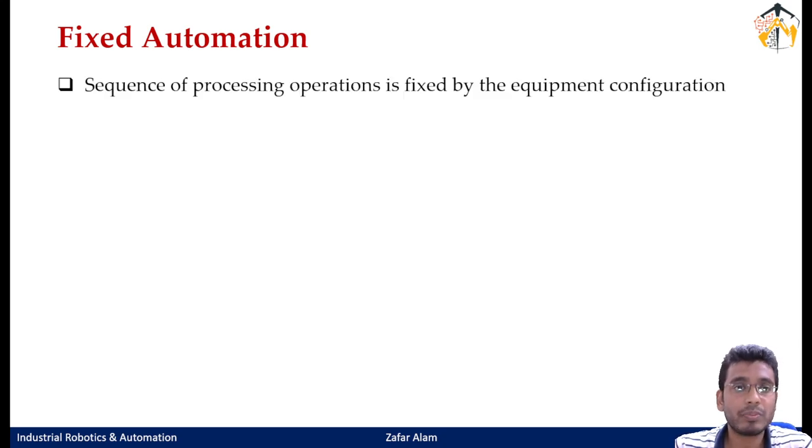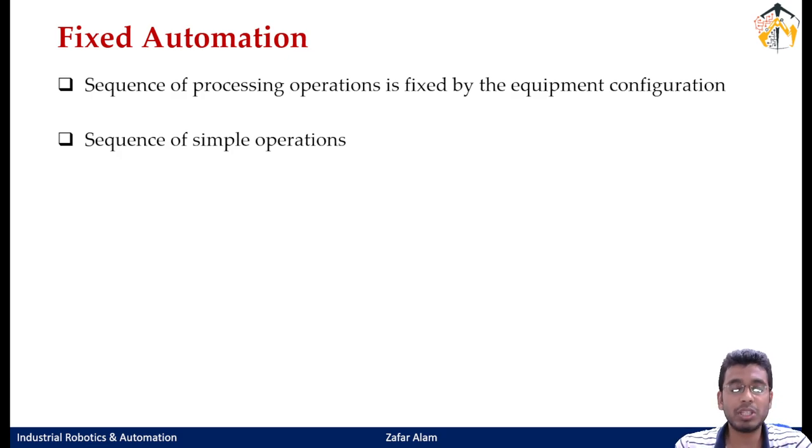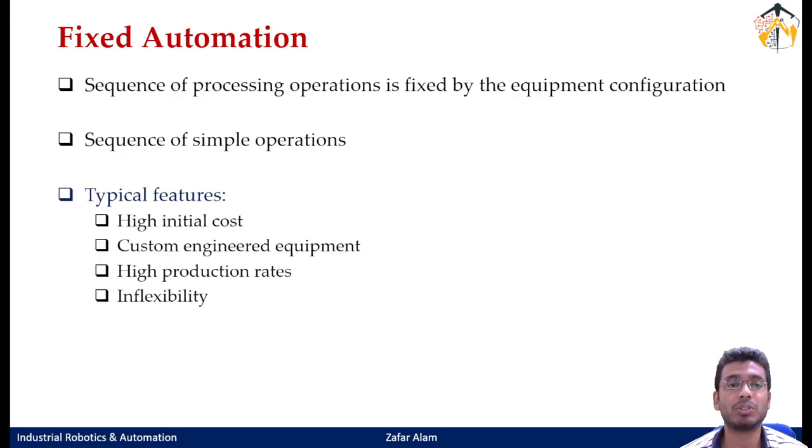So if you talk about fixed automation, the sequence of processing operations is fixed by the equipment configuration. Then again, there are simple operations that it is doing. These are actually done for mass production systems, where the quantity that you are going to produce is very, very high. Most of the machines are sophisticated and they are special purpose machines.